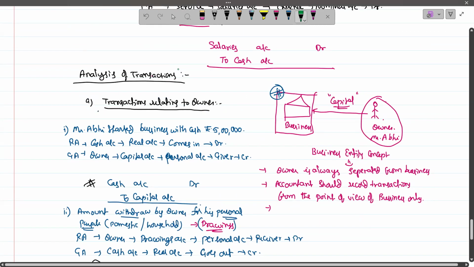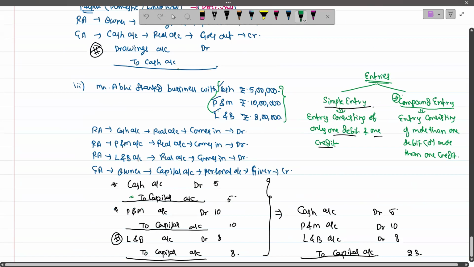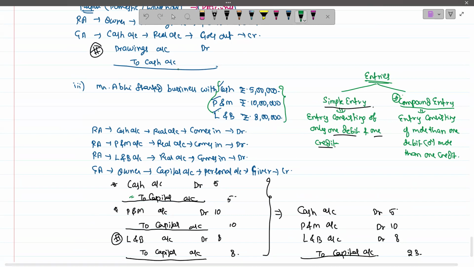Okay, so these are the transactions relating to the owner. Amount brought by the owner into the business, entry is cash account debited to capital account, and amount withdrawn by the owner for his personal purpose. Remember, if any amount is withdrawn for his personal, domestic or household purpose, only then can we write it as drawings, and then we write drawings account debited to cash account. If the amount is withdrawn by the owner for an official purpose, we cannot consider it as drawings; we have to write the entry as cash withdrawn for official purpose.